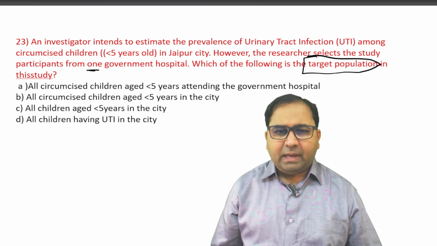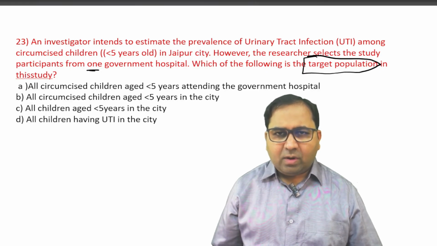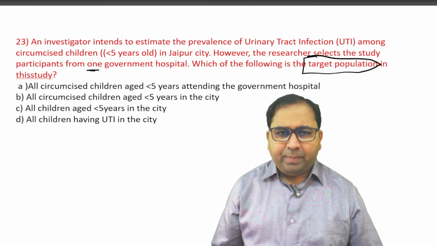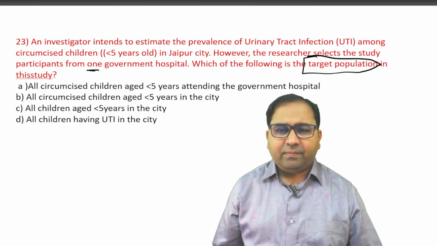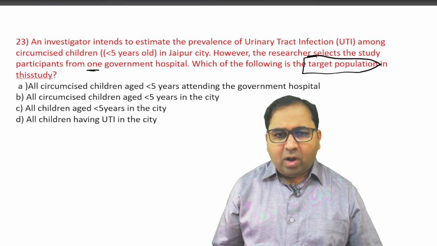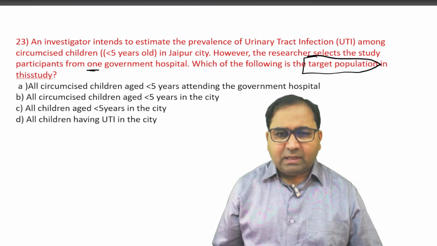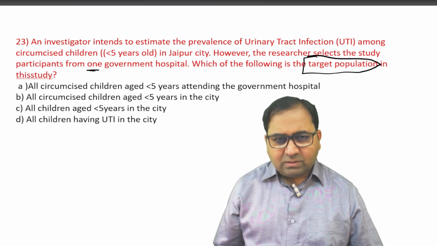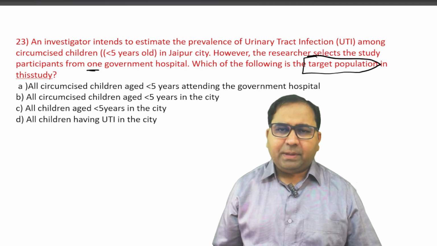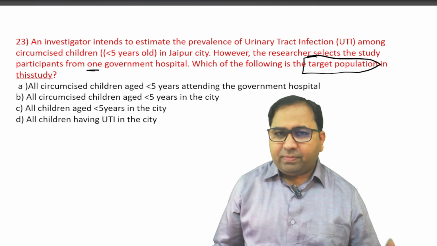So the options are: A. All the circumcised children less than 5 years attending the government hospital, or B. All the circumcised children less than 5 years in the city, or C. All the children aged less than 5 years in the city, or D. All the children having UTI in the city. Okay. So in this context, when this question is asked in the examination, you have to remember the chart.